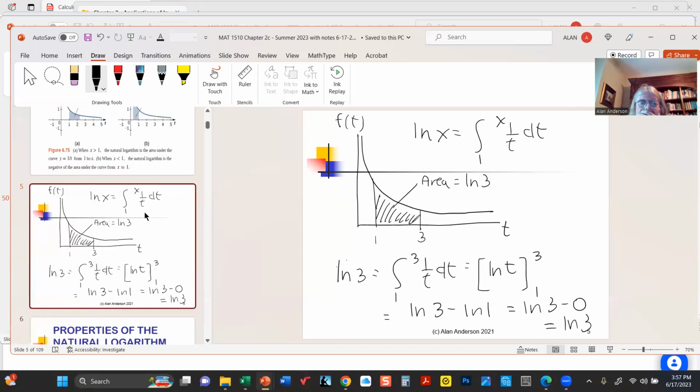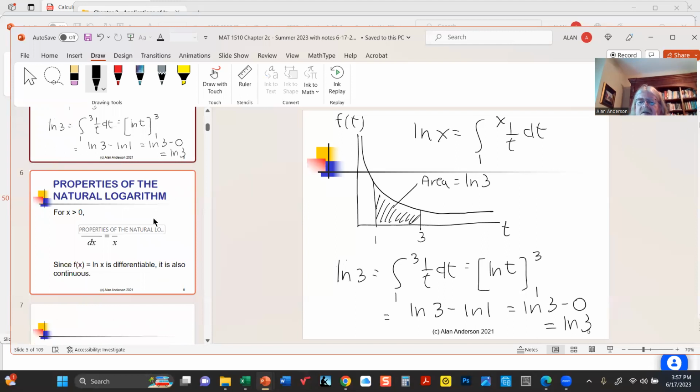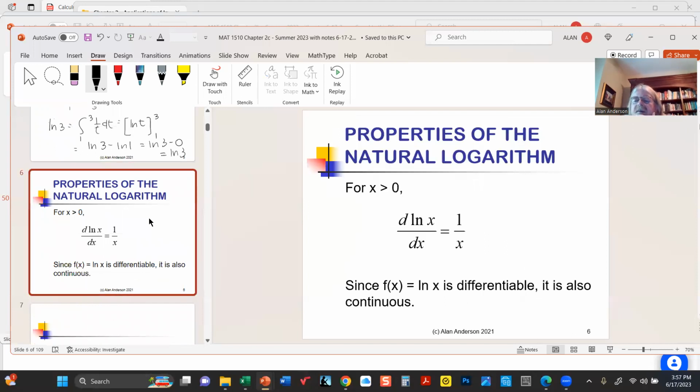Okay, now here's a few key properties. Now keep in mind too, the natural log, or any log for that matter, is only defined for positive numbers. In other words, it can't be 0, it's undefined. Log of 0 is undefined, but the log for any positive number is defined. Now, that being the case, the derivative of log x is simply 1 over x.